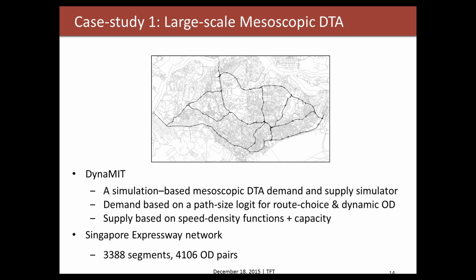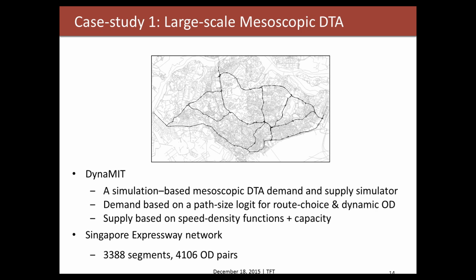The demand is based on a path size logit for route choice and the dynamic OD for different time periods. And the supply is based on 2 different models. One, for the moving part of a link, is given by speed density functions, and the second part is a queuing part, which has a parameter for capacity.